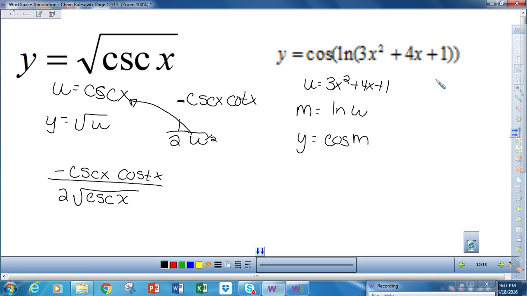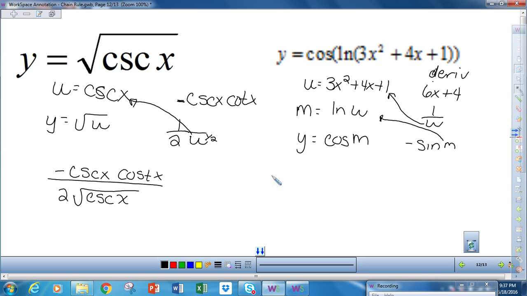Okay? So we take the derivative of each of these, so that gives us 6x plus 4. The derivative of natural log of u is 1 over u, and the derivative of cosine m is negative sine m. And then we multiply the three of these together, remembering that we have to go back to the u. So this becomes this, and m becomes this.